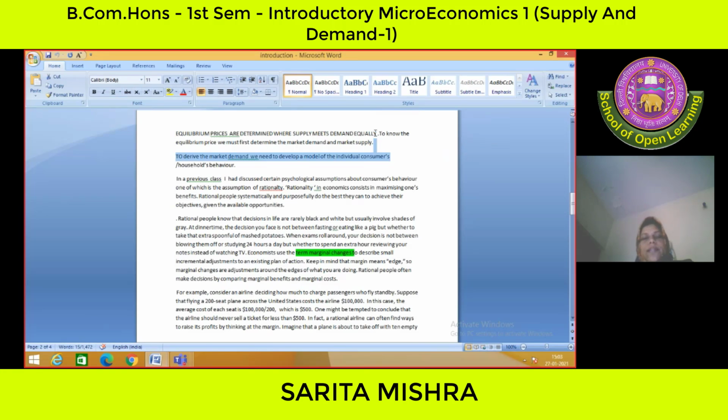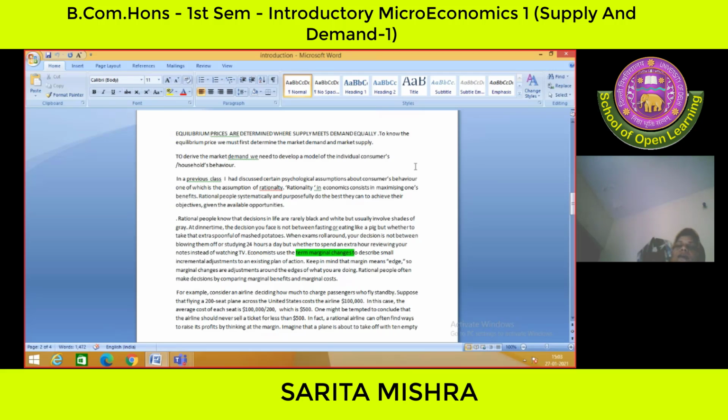Now, equilibrium prices are determined where supply meets demand. To know the equilibrium prices, therefore, we must first determine the market demand and market supply. So, how to derive the market demand? To derive the market demand, we will have to derive the individual consumers' demand first, because ultimately the market demand is the sum total of the individual consumers' or households' demand.